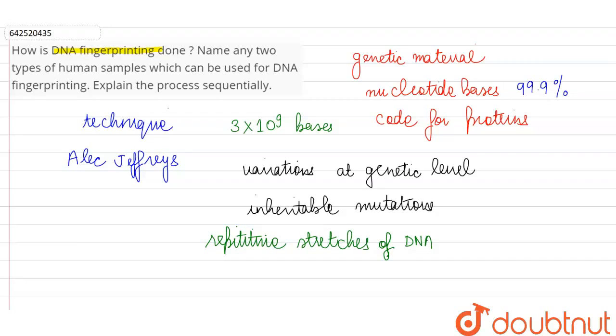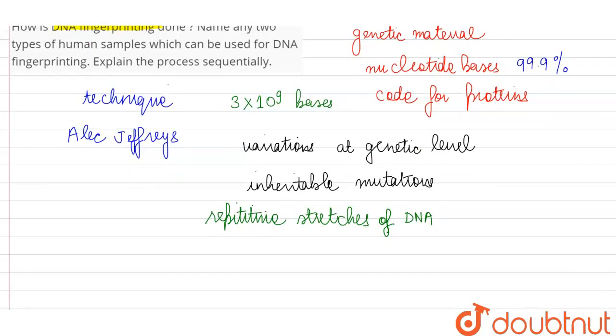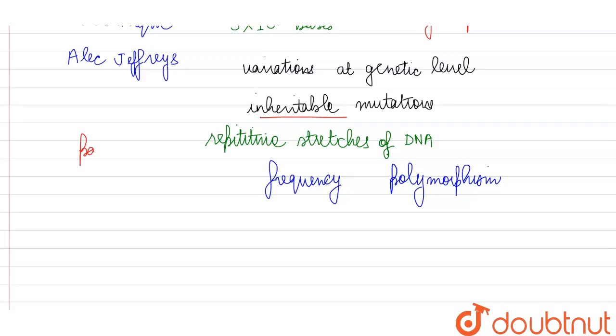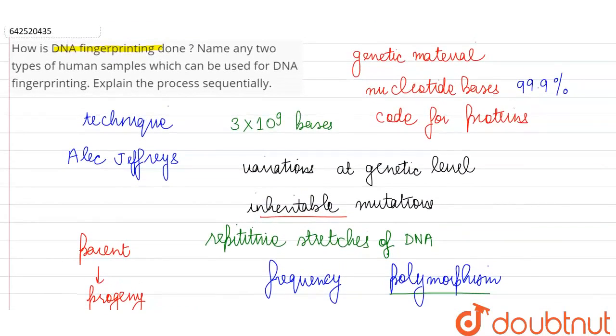So when there are some kinds of variations, some kinds of mutations in such repetitive stretches of DNA, and they are found in the human population at a high frequency, then we say that there is a polymorphism in DNA, and it is such polymorphisms which are the basis of the DNA fingerprinting technique, because these are inheritable mutations, so they can be passed on from one generation to the next, from the parent to the progeny. And therefore, by comparing these DNA polymorphisms, we can find out if two individuals are closely related, or we can compare the DNA of two individuals.